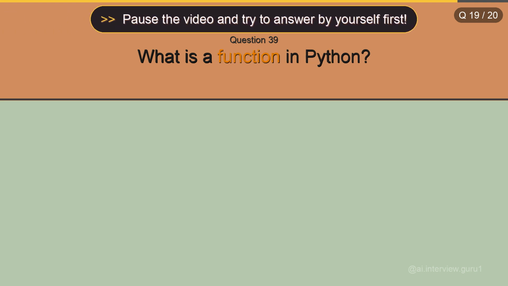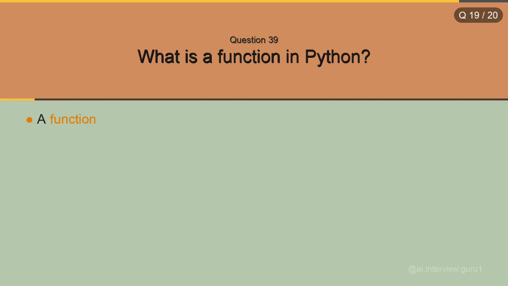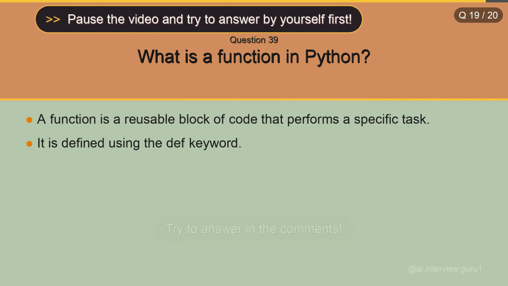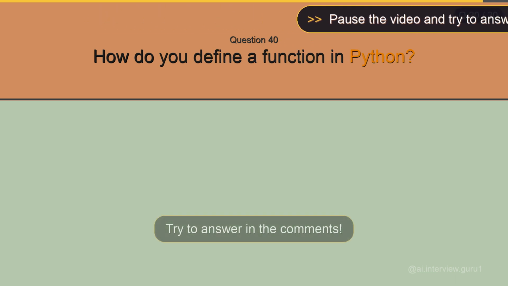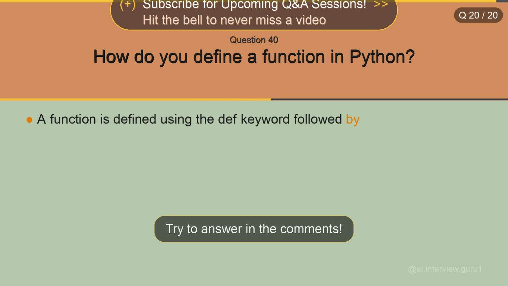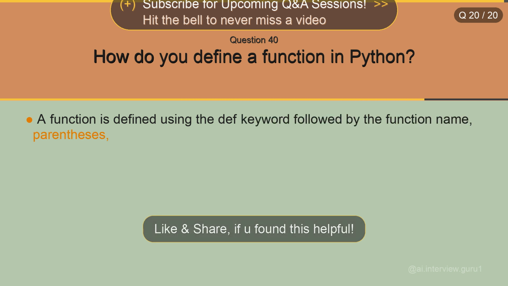What is a function in Python? A function is a reusable block of code that performs a specific task. It is defined using the def keyword. How do you define a function in Python? A function is defined using the def keyword, followed by the function name, parentheses, and a colon.